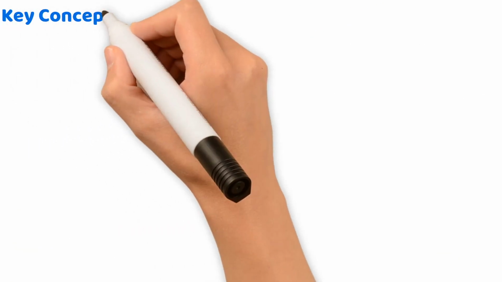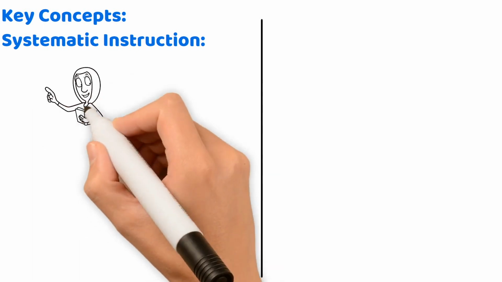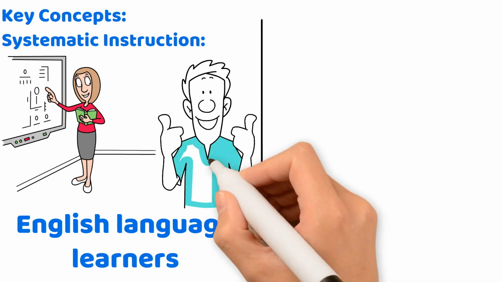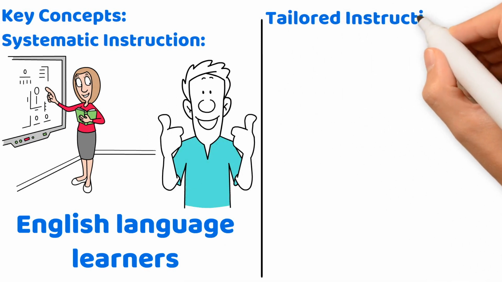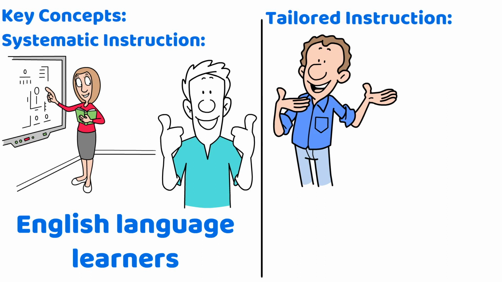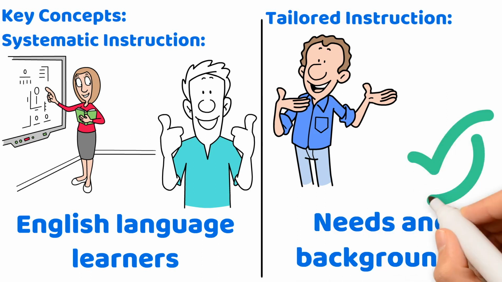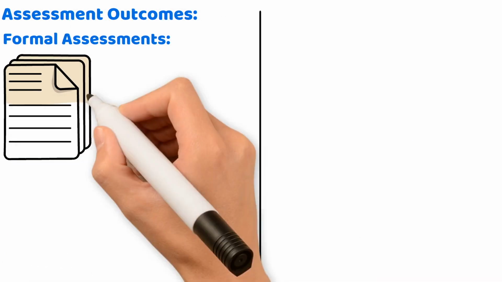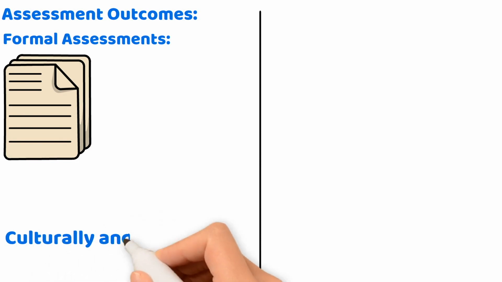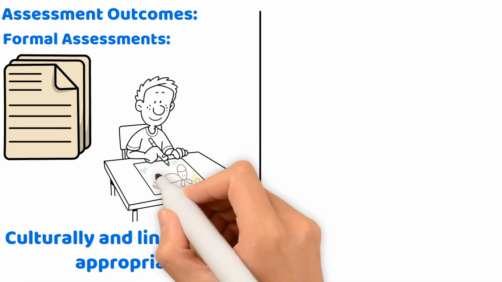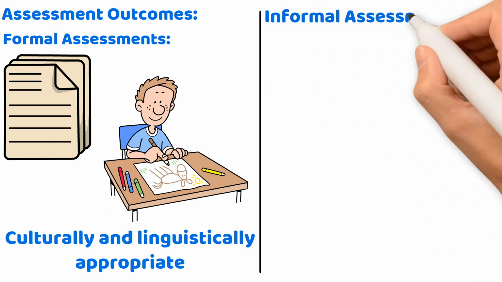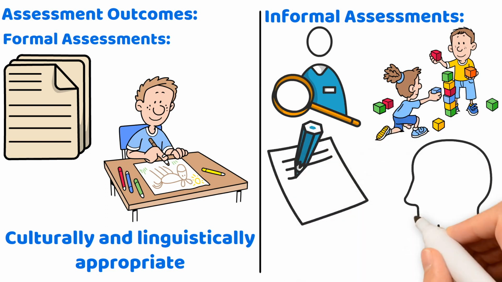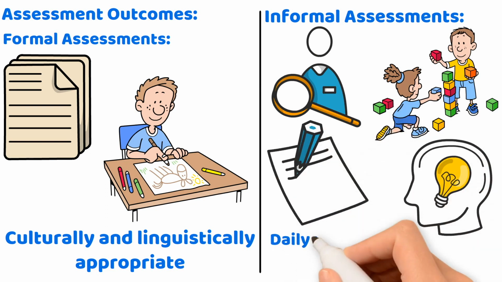Key concepts. Systematic instruction. Employ a structured and sequential approach to teaching English language learners, ensuring consistency and clarity in your lessons. Tailored instruction. Adapt teaching methods and materials to meet the unique needs and backgrounds of each student, informed by ongoing assessments. Assessment outcomes. Formal assessments. Utilize standardized tests and quizzes that are culturally and linguistically appropriate to gather quantitative data on student learning. Informal assessments. Employ observations, student interactions, and ungraded assignments to gain qualitative insights into students' language development, crucial for daily instructional adjustments.